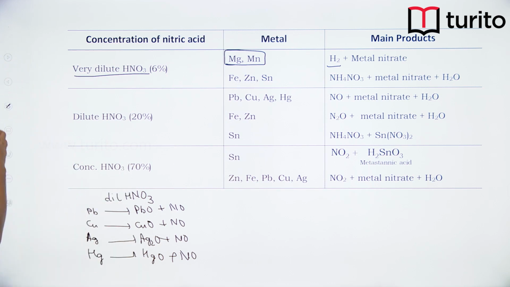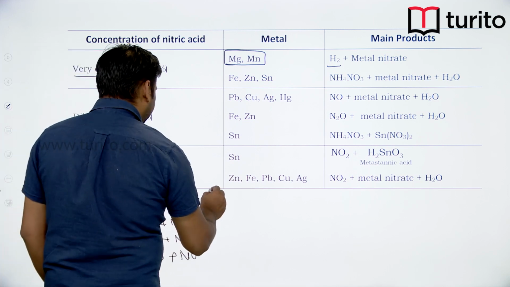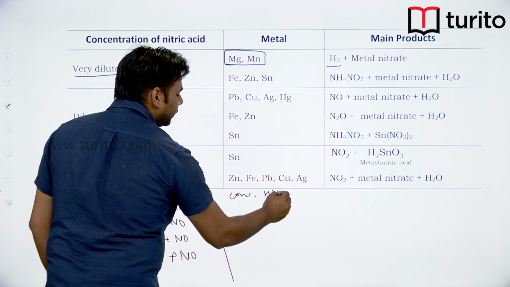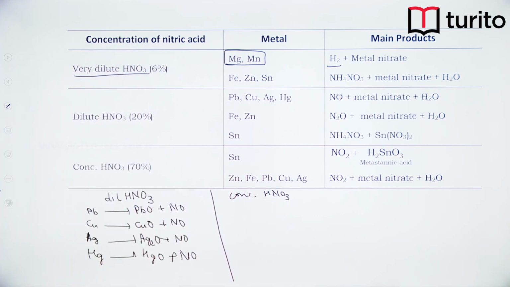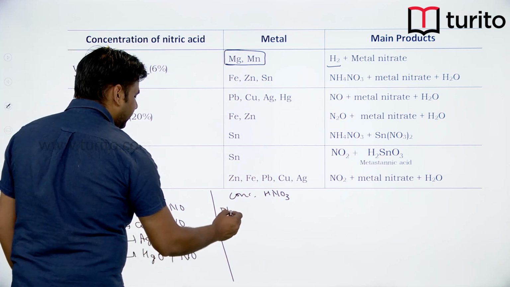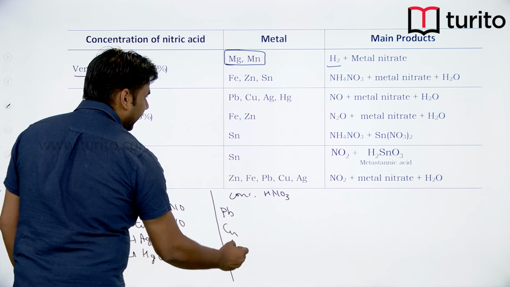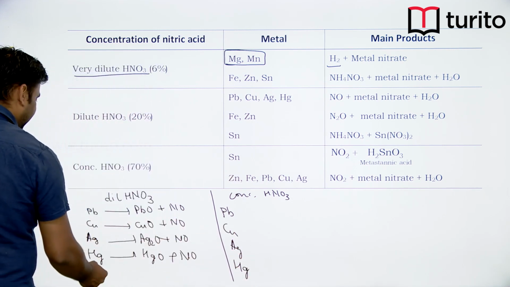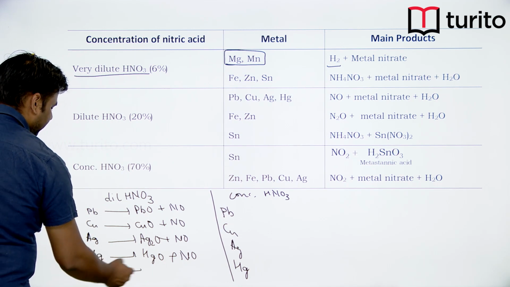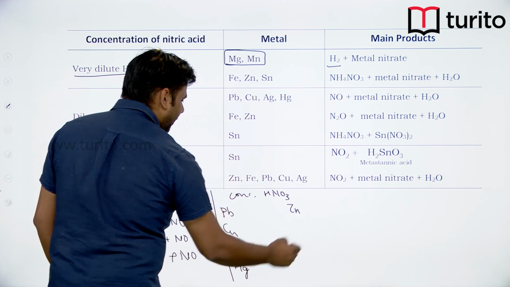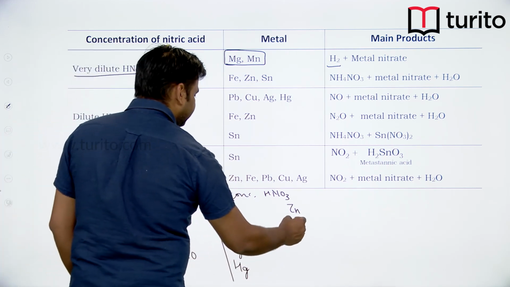Now, if you react with conc HNO3, we know that conc HNO3 is also a strong oxidizing agent. It acts as an oxidizing agent and itself gets converted into NO2. So if you react this with Pb, Cu, Ag, Hg, or even zinc, or even iron, you can take those.